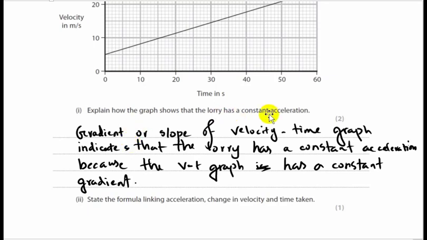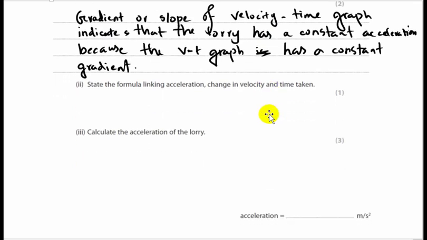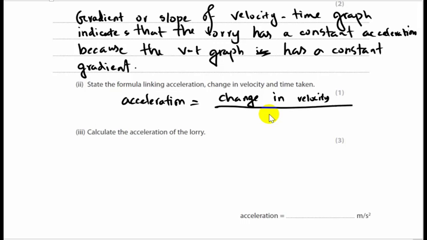State the formula linking acceleration, change in velocity and time taken. We know acceleration is equal to change in velocity divided by time taken. So a equals v minus u by t. So that means gradient of the graph.